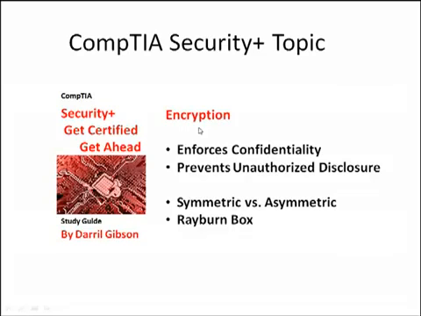So encryption, that's this first topic. Encryption enforces confidentiality. We can encrypt it, people can't read it. It prevents unauthorized disclosure. A couple important points. Now, how can we encrypt it? We can use either symmetric or asymmetric encryption. Those are the primary ones. There's a couple others, but those are the primary ones. We'll talk about these, and we'll also talk about something known as the Rayburn Box.